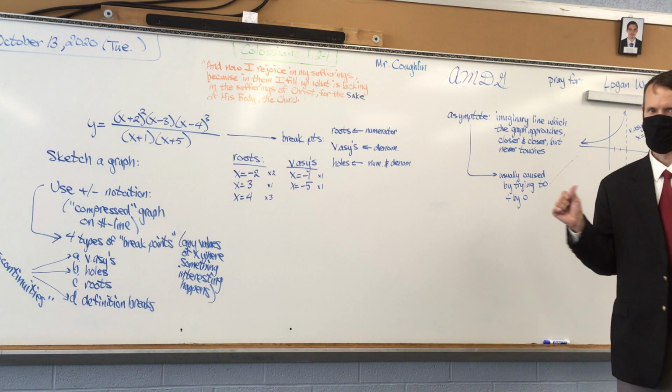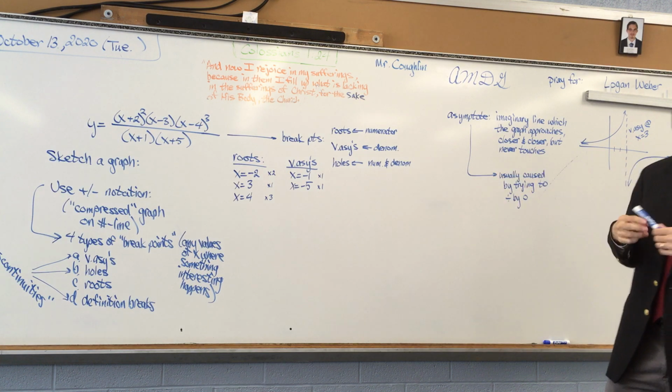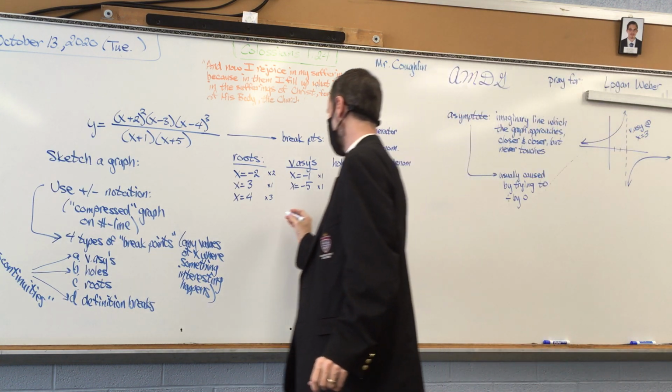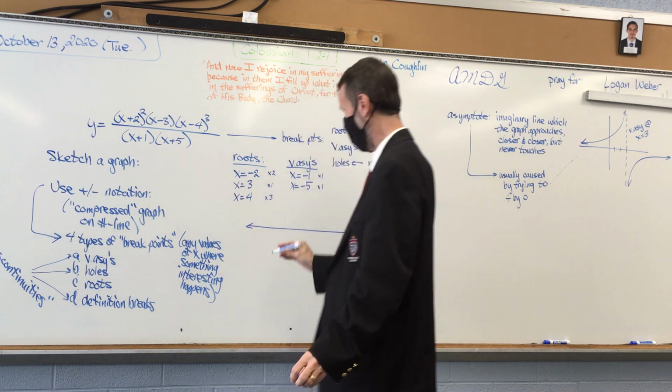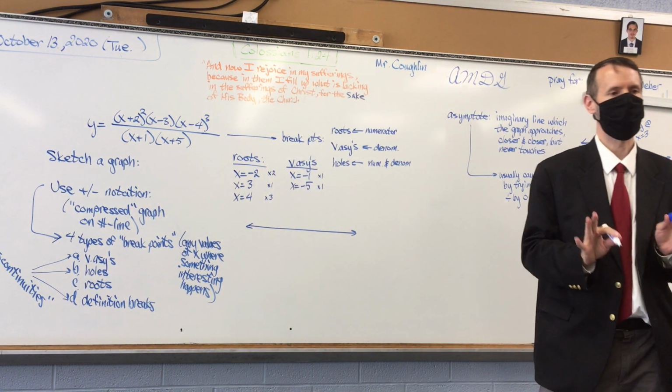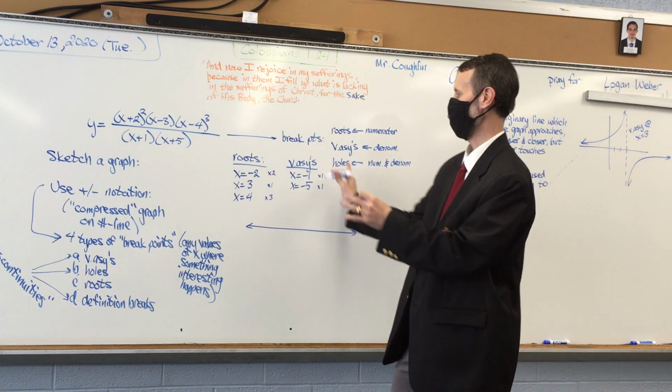Okay. Now, yesterday we talked about something called plus-minus notation. It says list your breakpoints, then mark them on a number line. Make the number line big enough to capture all of these.